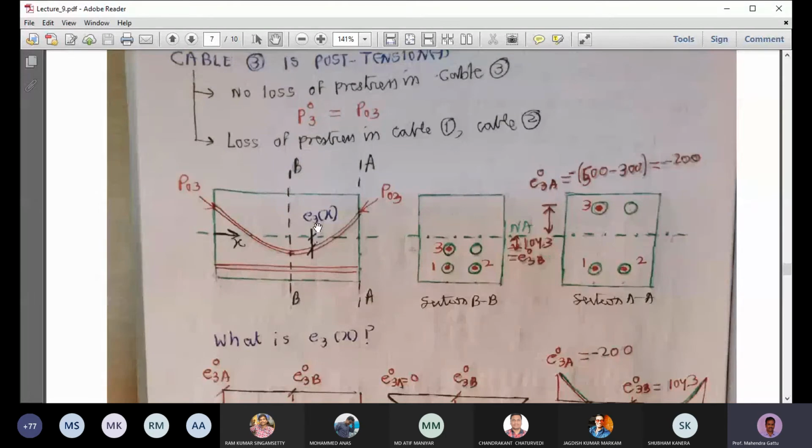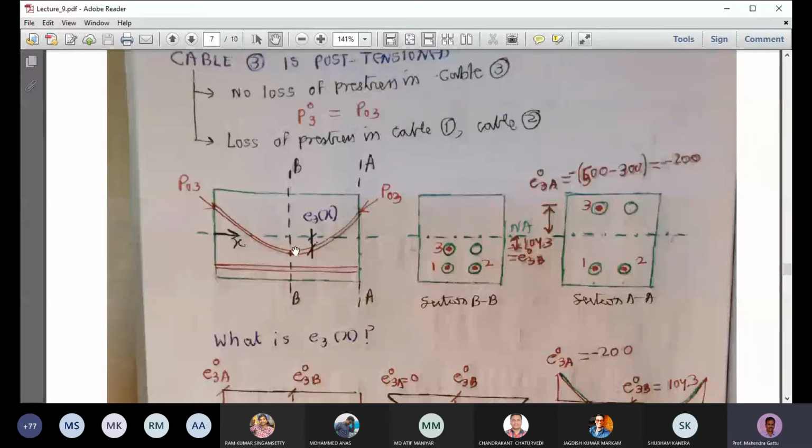So the eccentricity E3 of x is now a function. E3 is not constant. E3 of x is not constant. It is varying along this cross section. So at the left edge and the right edge, it is a negative value. The point is lying above the neutral axis here, and between this point and this point, it is lying below the neutral axis. It is a positive value here.